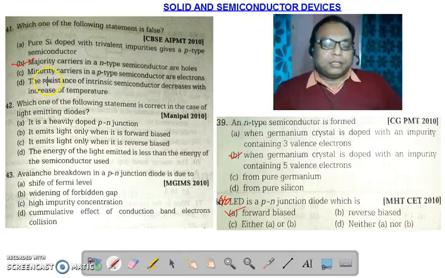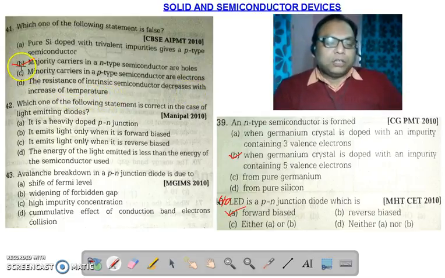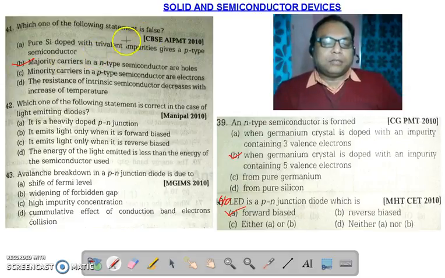The rest: minority carriers in a p-type semiconductor are electrons, is true. Last one, the resistance of an intrinsic semiconductor decreases with the increase in temperature. This is also true. Okay, so B is the correct answer because this is the false statement. Now let's see question number 42. Which one of the following statements is correct in case of light emitting diodes? We have to find the correct statement.